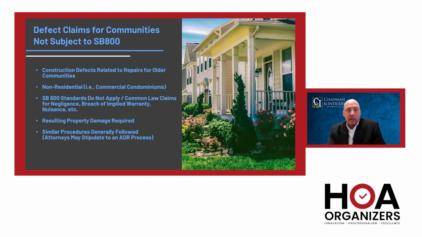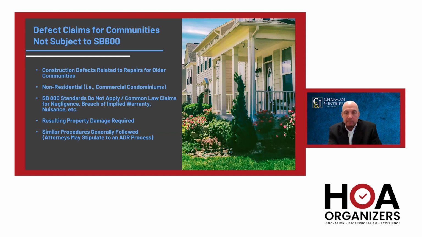So SB 800 does not apply to all claims. Older communities that had repairs or maintenance work done that resulted in defects are not subject to SB 800. Also, commercial condominiums are not subject to SB 800. It only applies to residential communities. So in those cases, the SB 800 functionality standards do not apply, and damage is required in order to pursue a defect claim. Traditional negligence, warranty claims, implied warranty claims, nuisance claims are all available in these cases to pursue construction defects.